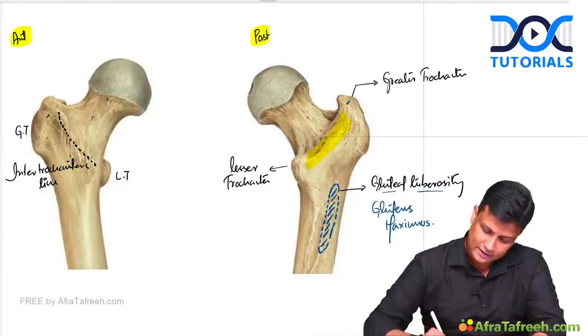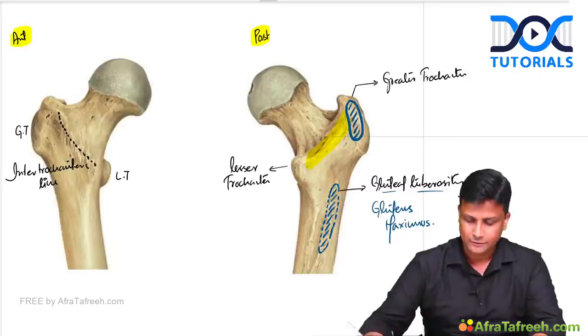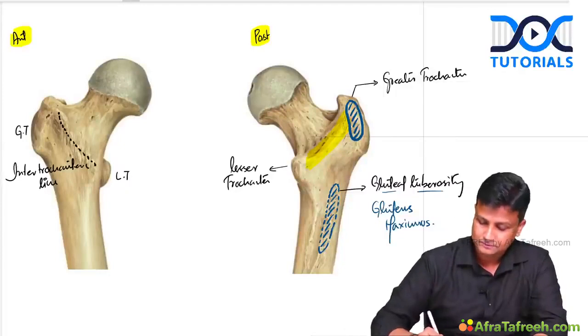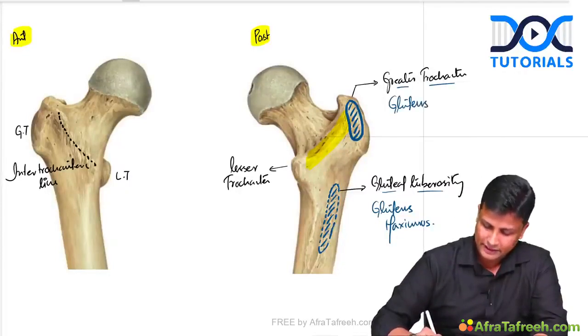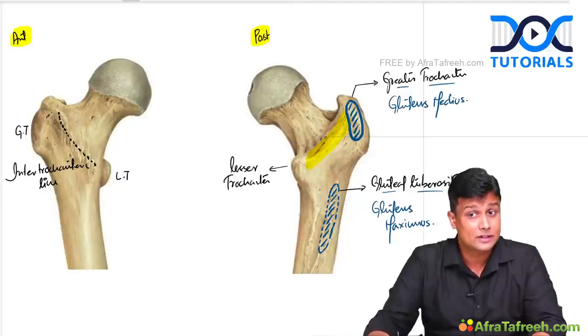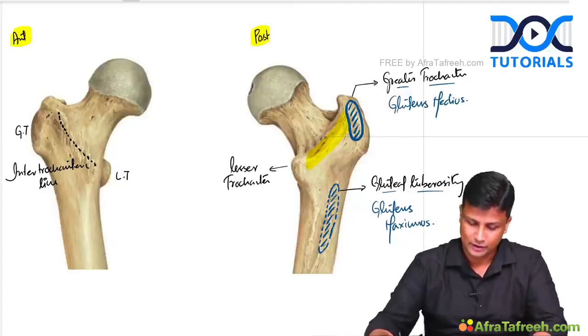Now what is the muscle that is getting inserted onto the greater trochanter? Greater trochanter on the posterior surface, it will be the gluteus medius muscle. Gluteus medius muscle will be inserted onto the greater trochanter, but on which surface, guys? On the posterior surface of that one.